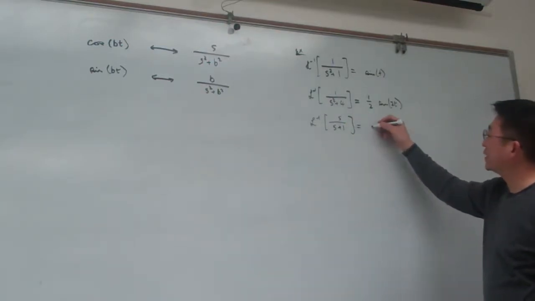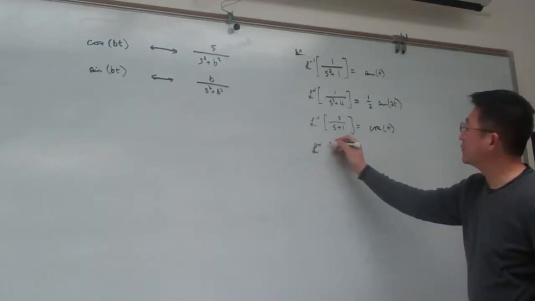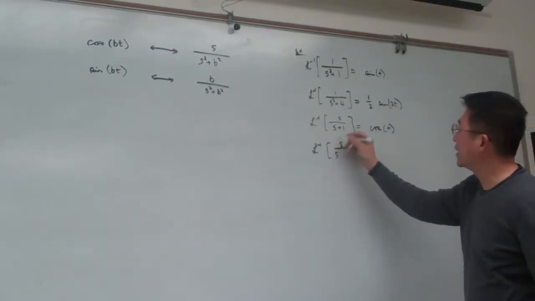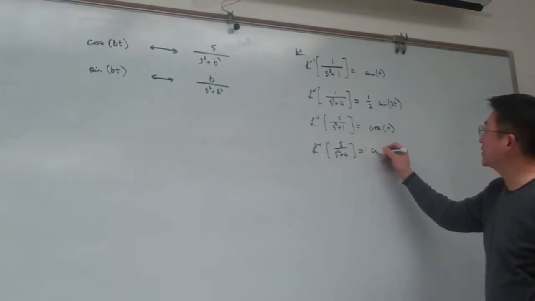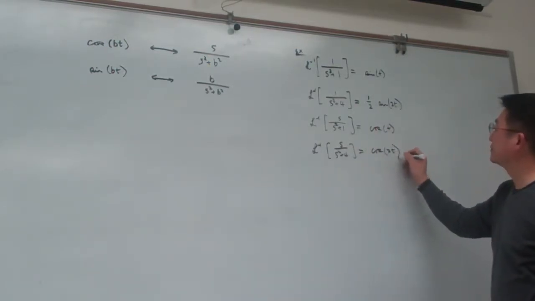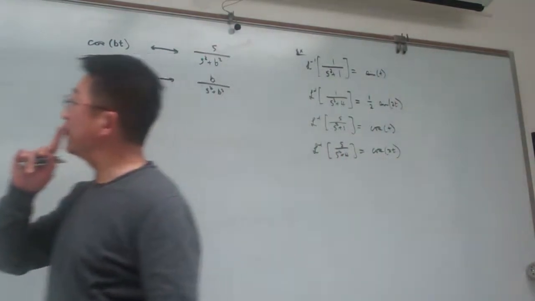So basically this one is cosine t, and the inverse of s over s squared plus 4 is simply cosine 2t. Good? Okay, so this is very straightforward.